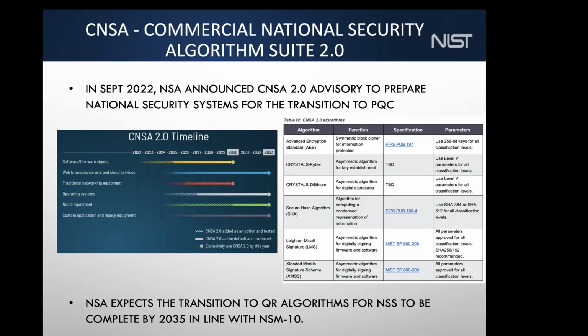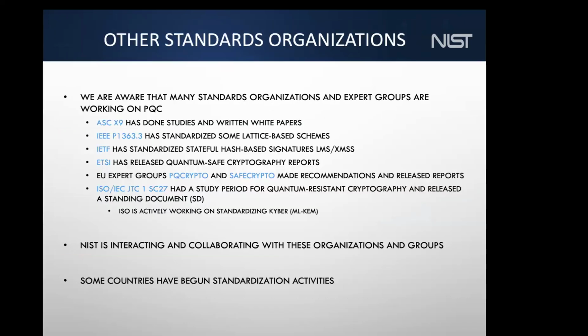And on the right, you can see the algorithms that are available to protect national security information, and these include AES, which we already use, along with the new PQC algorithms, Kyber, Dilithium, and LMS and XMSS, which are the stateful hash-based signatures. NSA has got these goals to meet the transition timeline that was put out in National Security Memo 10 of 2035. In fact, you can see on their slide here, they're hoping to be 2 years early.